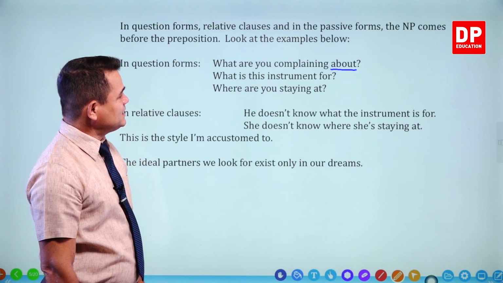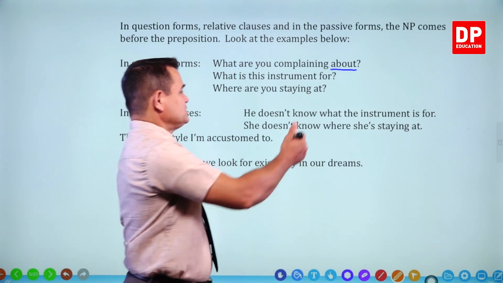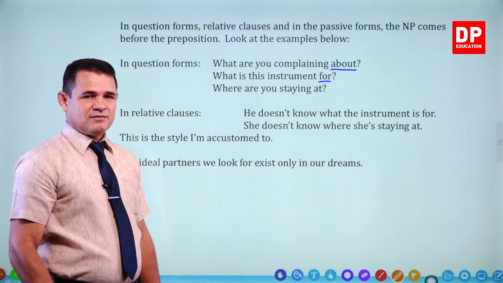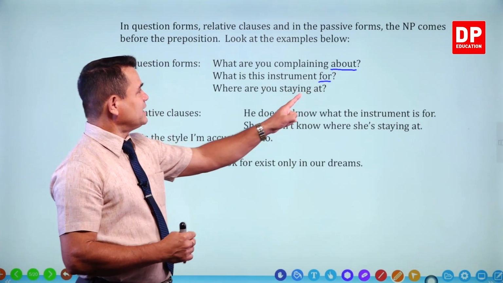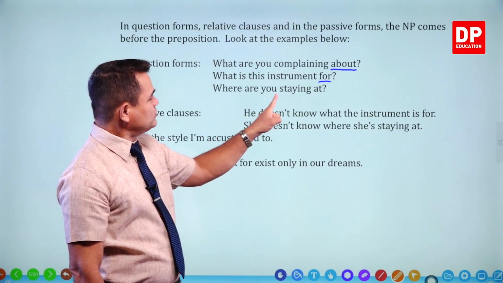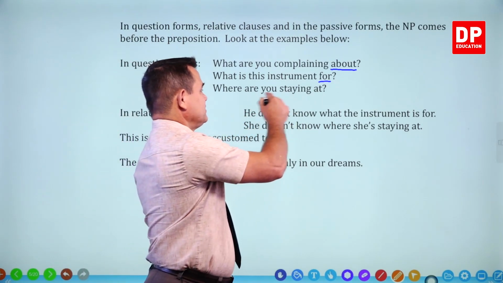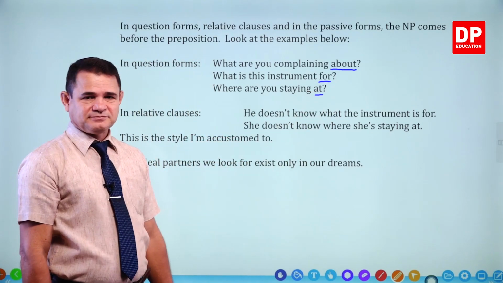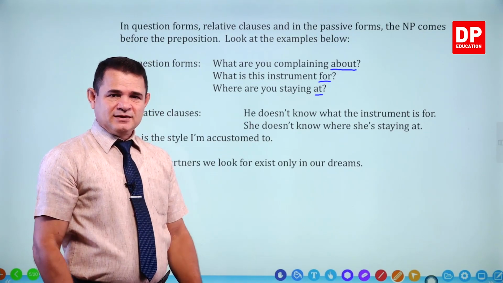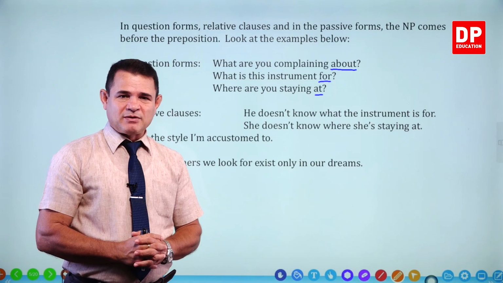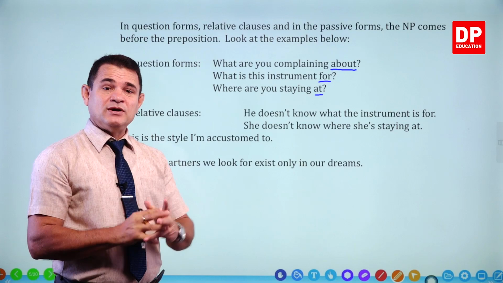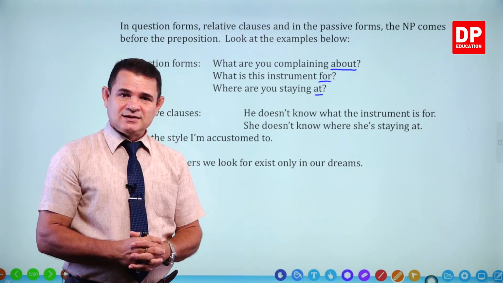And what is this instrument for? See the use of preposition. That is after actually, right? And where are you staying at? After. බලන්න අගට එන්නේ. Noun phrase එකට එහා පැත්තෙන්. So see the style of using preposition. What are you complaining about? ඔයා මොකක් ගැනද complain කරන්නේ?